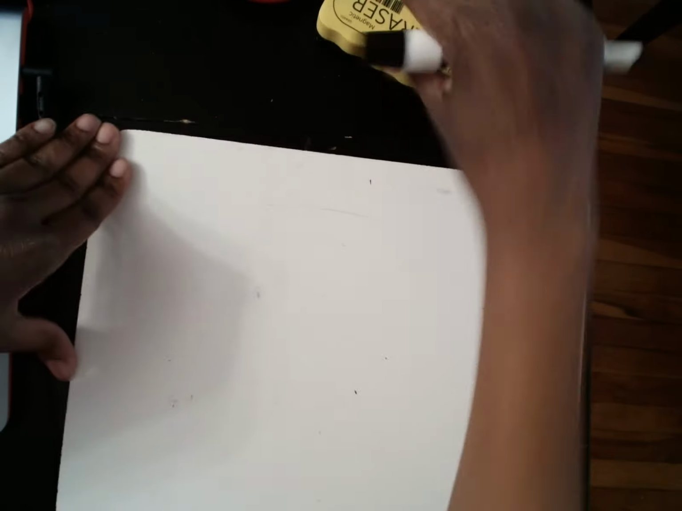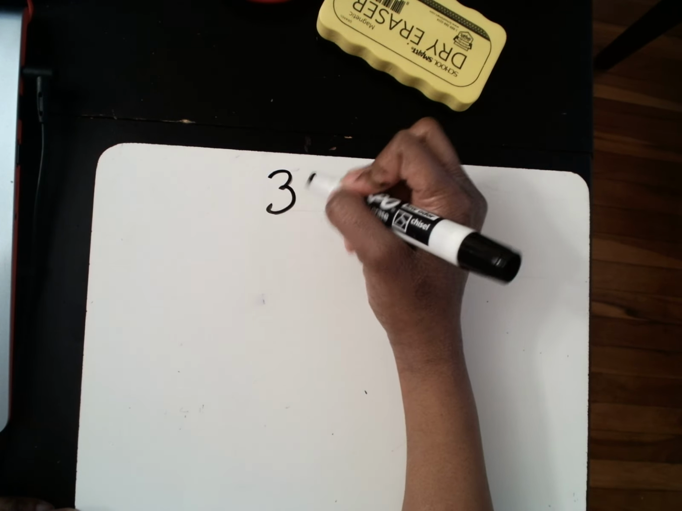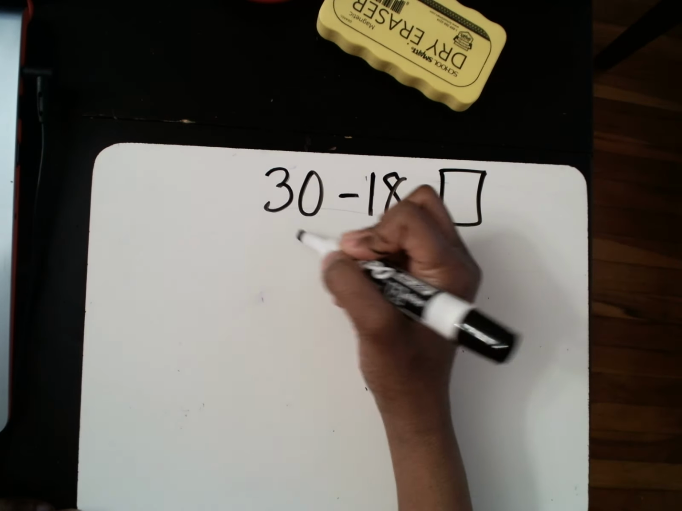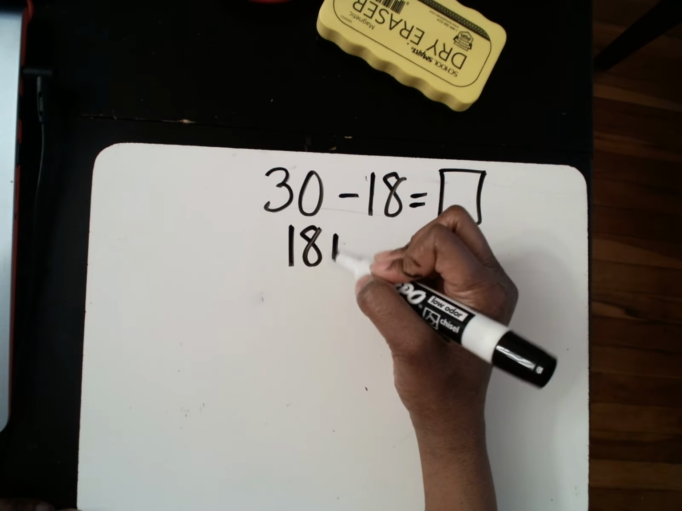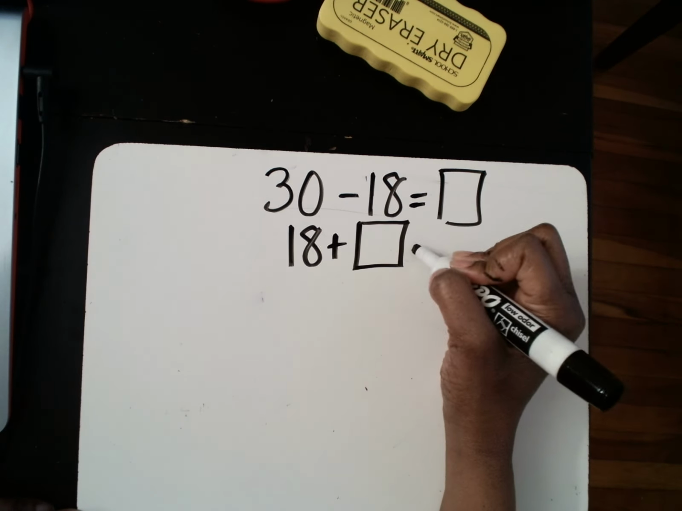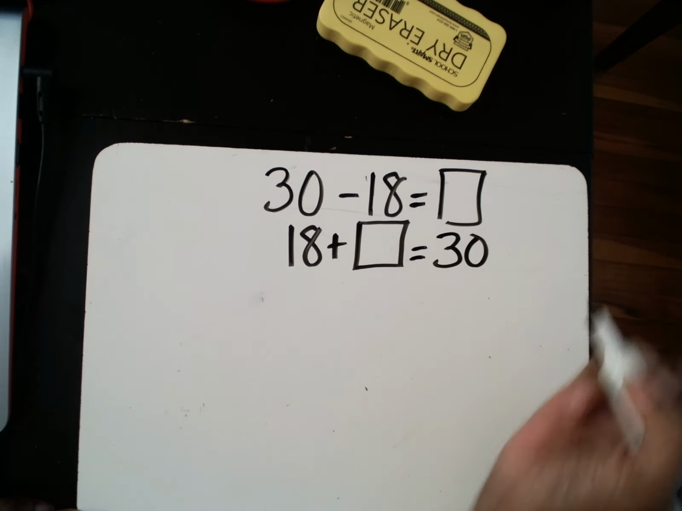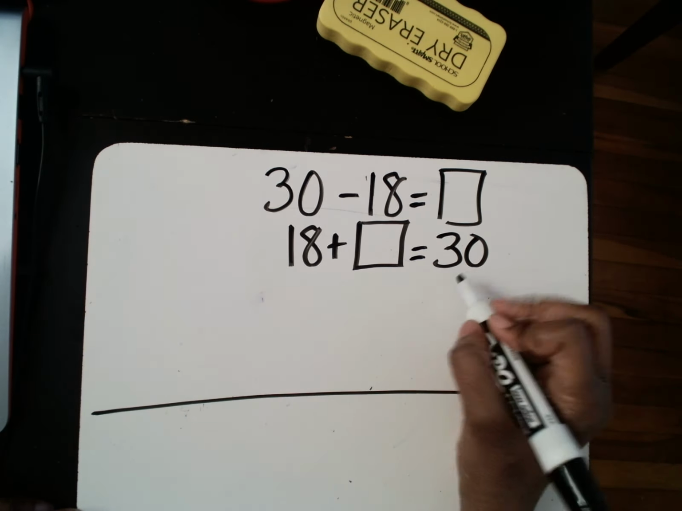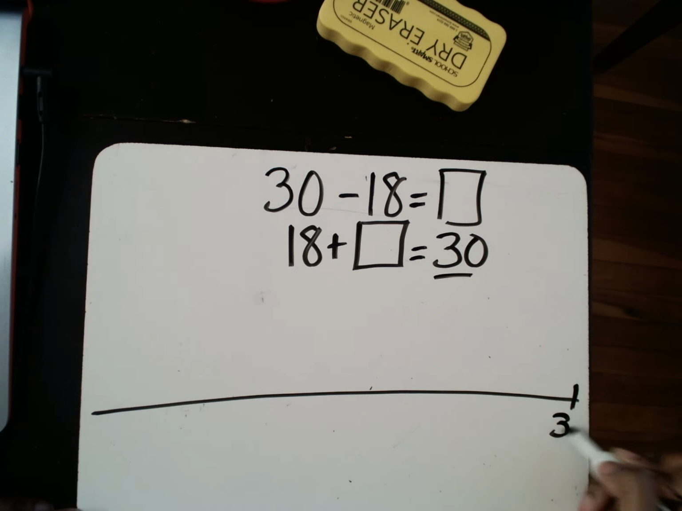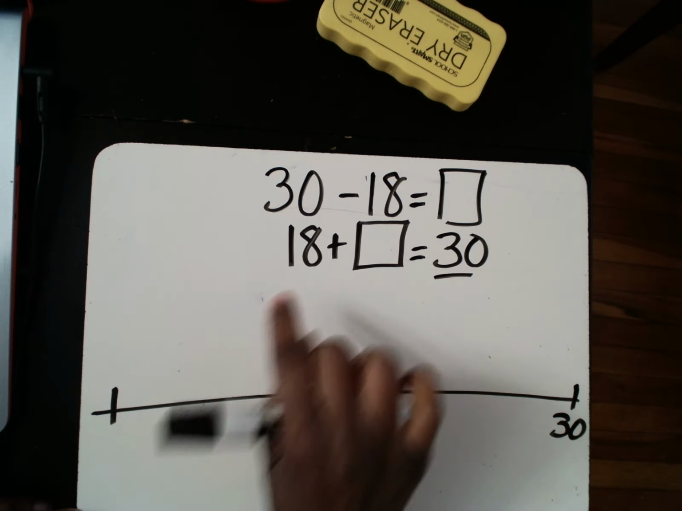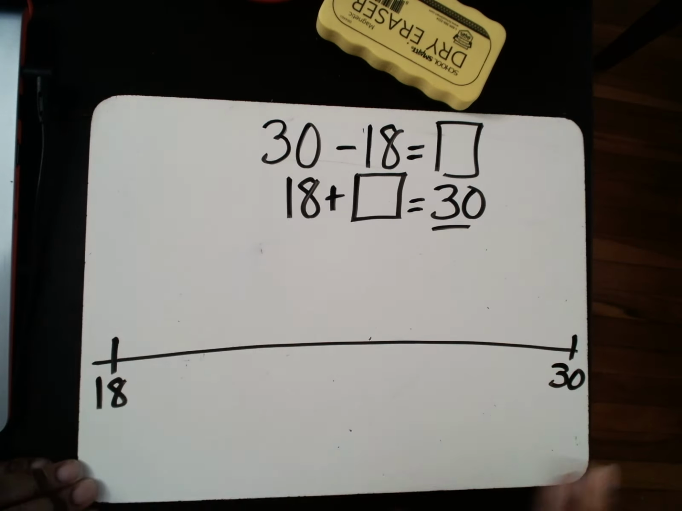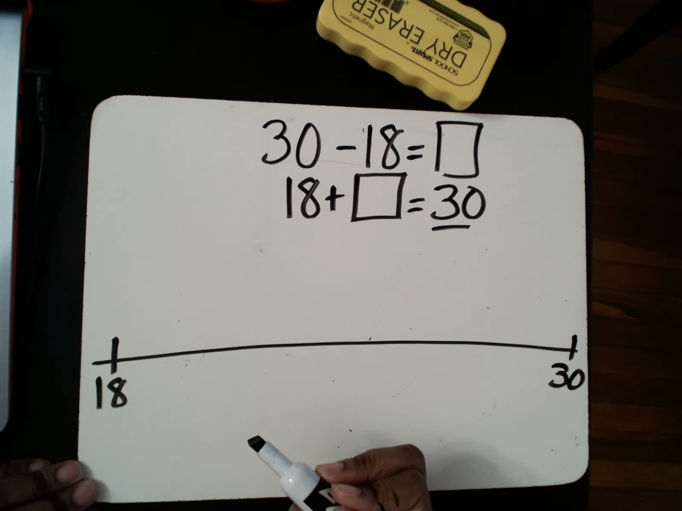Let's say I had a trickier problem like 30 minus 18. I could start at my smaller number, count up to get to my larger number, my total. And again, I'm going to put 2 numbers on my number line. I'm going to put my total at the end, like we were doing before last week. But this time, instead of counting back, I'm going to put my start number at the beginning. And I'm going to count up from 18 to 30 and see how many hops I needed.